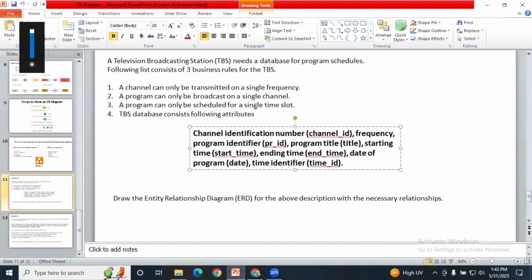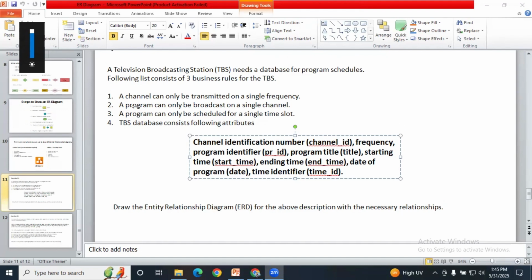So finally, it has another entity, what? Time slot. What are the attributes for the time slot? Starting time, end time, and time ID. In here, what are the unique attributes? Time ID, channel ID, and program ID. Those are the unique attributes, or unique names, for some entity.